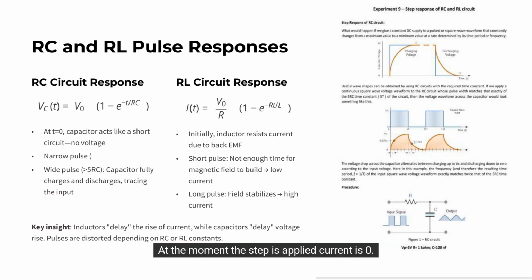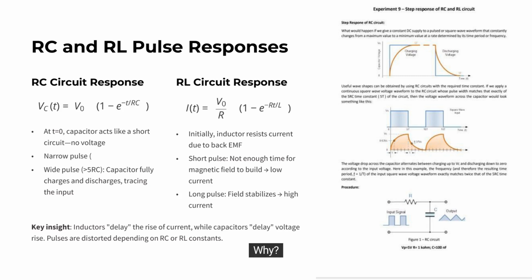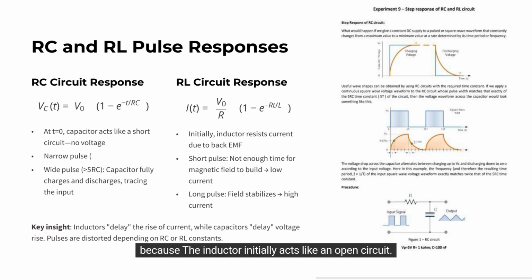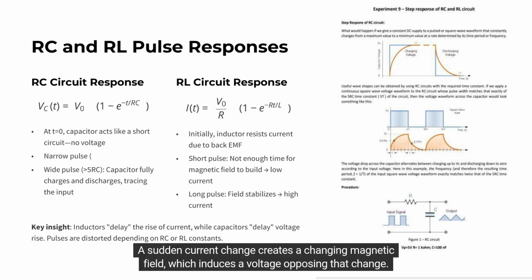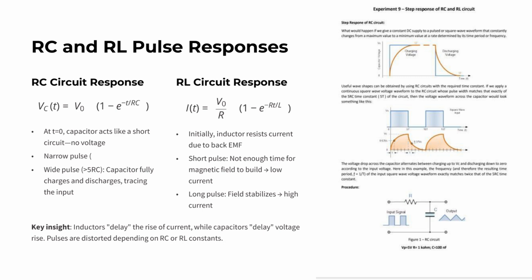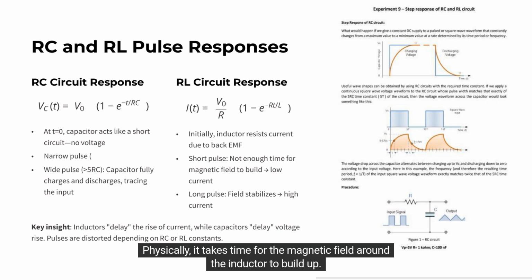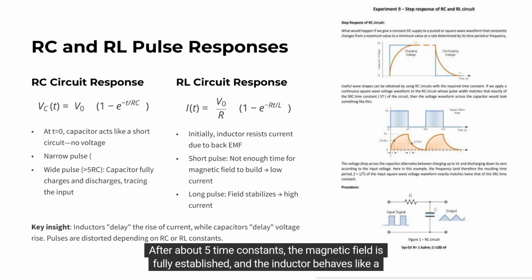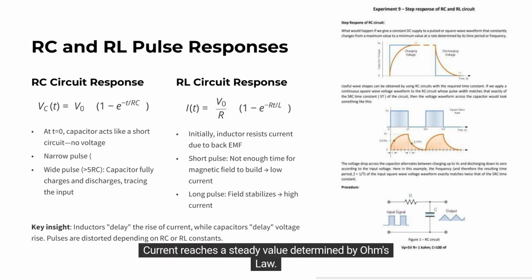At the moment the step is applied, current is 0. Why? Because the inductor initially acts like an open circuit. This is due to Lenz's law. A sudden current change creates a changing magnetic field, which induces a voltage opposing that change. The faster you try to push current, the stronger the opposing EMF. Physically, it takes time for the magnetic field around the inductor to build up. After about 5 time constants, the magnetic field is fully established, and the inductor behaves like a short circuit for DC. Current reaches a steady value determined by Ohm's law.